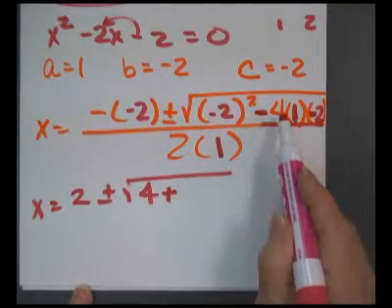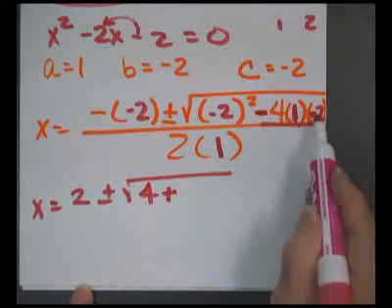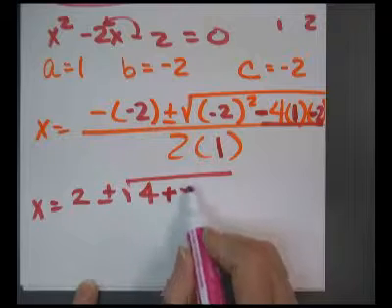Okay, you have -4 times 1 is -4, so -4 times -2 is +8.